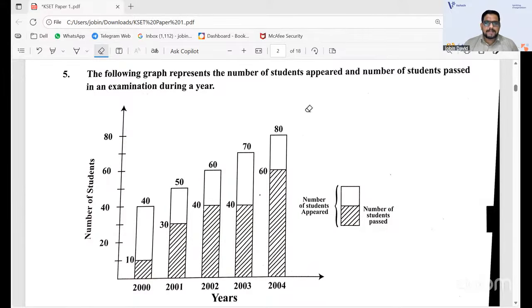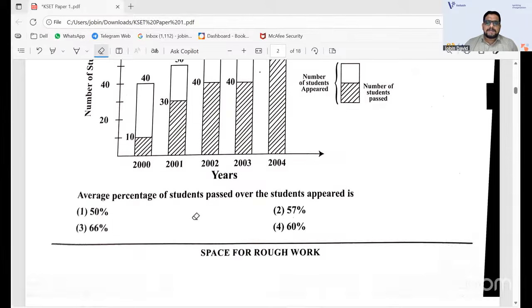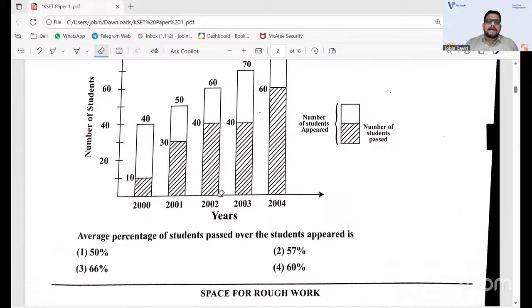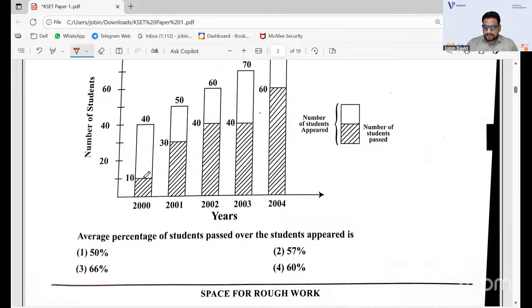And now, see, the following graph represents the number of students appeared and number of students passed in an examination during a year. So here you need to find the average percentage of students. What you want to do is find out the total number of students passed. It's just easy. You can add all these figures. Then find out the number of students appeared, take the average, and then find the percentage of students passed over students appeared.